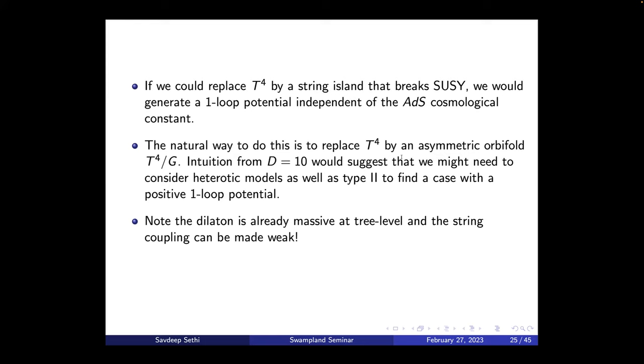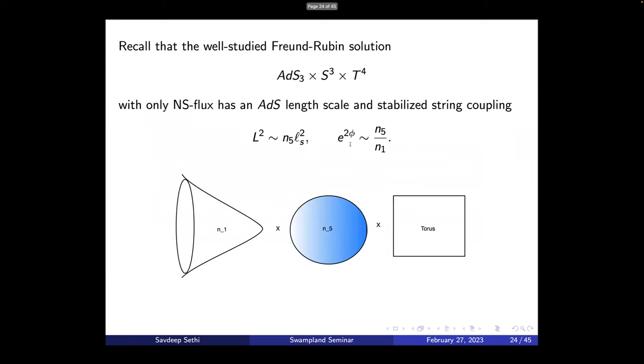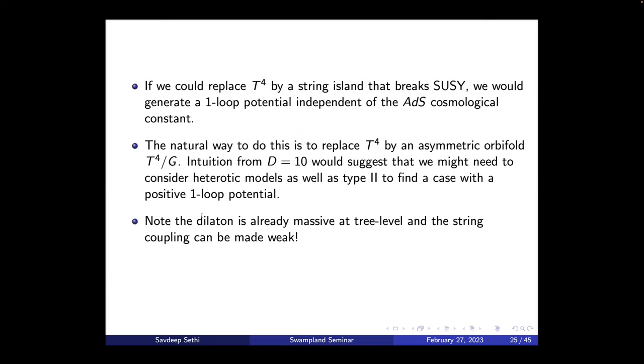Intuition from 10 dimensions suggests that you might need to consider heterotic as well as type 2 models to find a case with positive one loop potential. But if we could do this, the strategy would be, okay, I tune my N5 to be enormous, so my AdS length scale is enormous. I get a loop correction, which is fixed, in principle, independent of the AdS length scale, and so I can uplift, ideally, to a positively curved background. Maybe try to generate this way. And note again, the dilaton is already massed up and the string coupling can be made weak. So this is a nice scenario to try to do this, but we have some control.